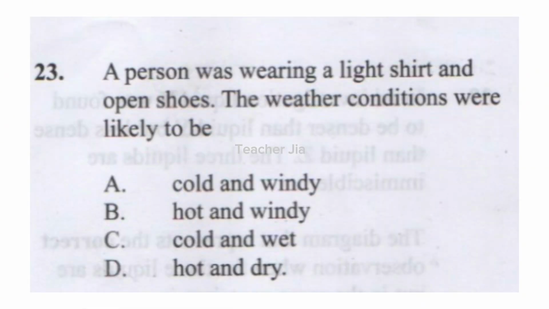A person was wearing a light shirt and open shoes. The weather conditions were likely to be choice A, cold and windy. If it were cold and windy, the person would have worn warm clothes, such as a sweater, trousers, something like that. Hot and windy. Also, when it's windy, somebody might need something to cover up, so nope. Cold and wet. Cold, which means somebody needs warm clothes, and wet, maybe gumboots or something. So our answer is hot and dry. So with open shoes, the person is able to walk on a dry surface, rather than if it is wet. So our answer is hot and dry.